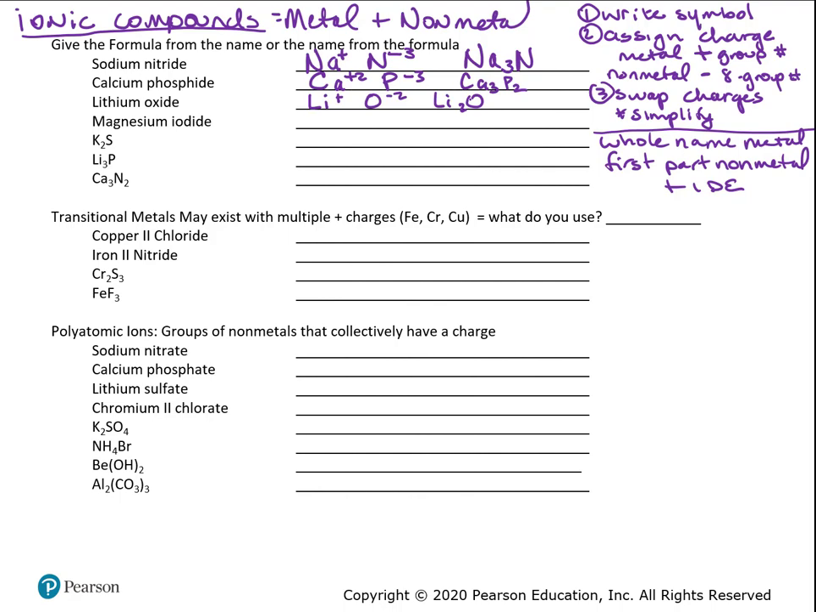Yep, and if it's O1, you just don't put the 1, right? So if there's just 1, like NaCl, there's 1 of each, so you don't have to put the 1. Last one, magnesium iodide. So magnesium is symbol Mg.